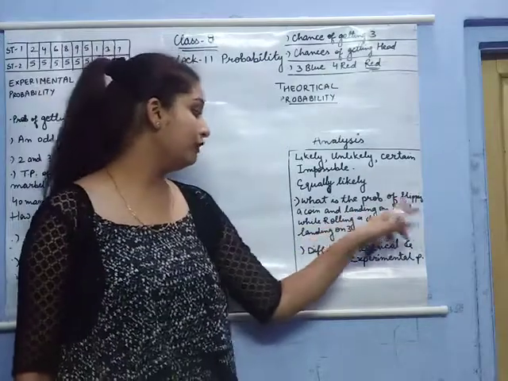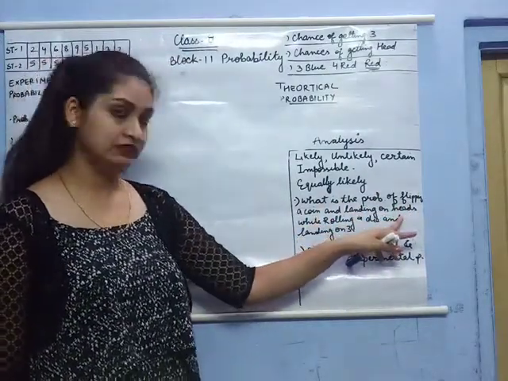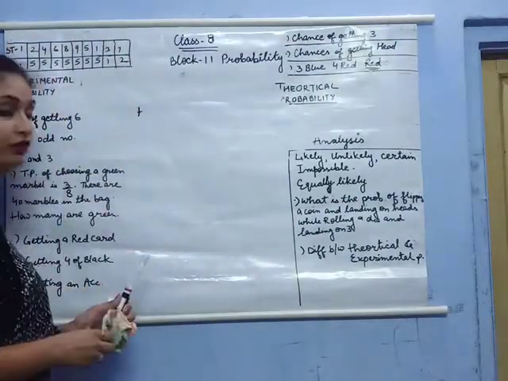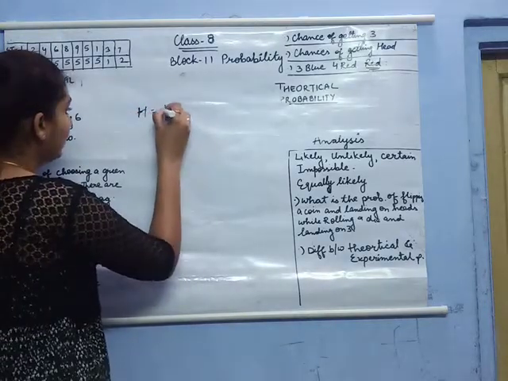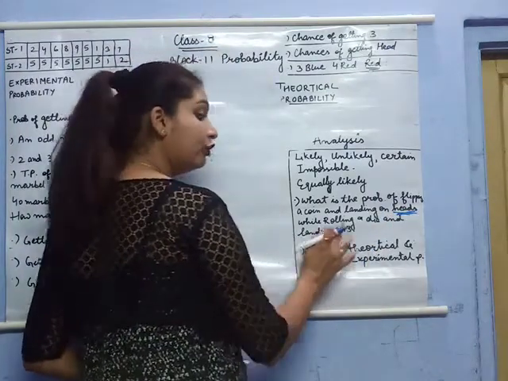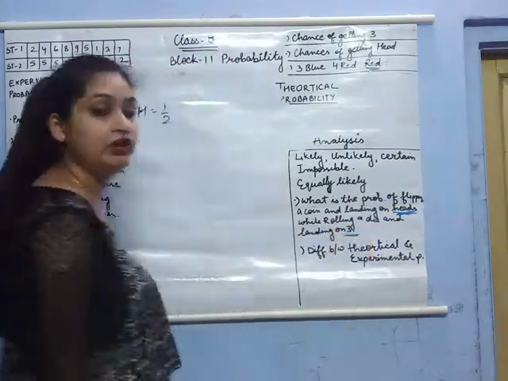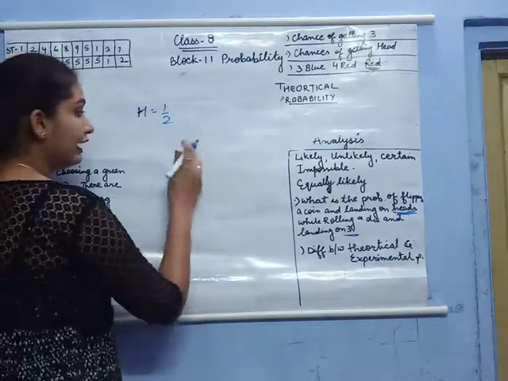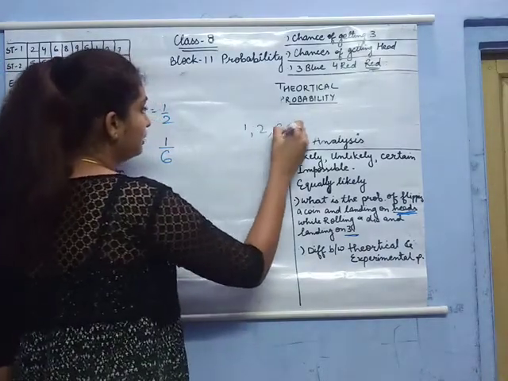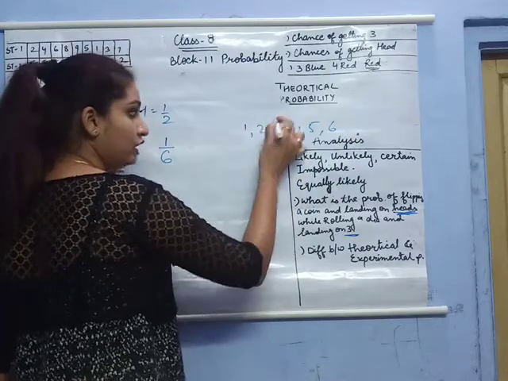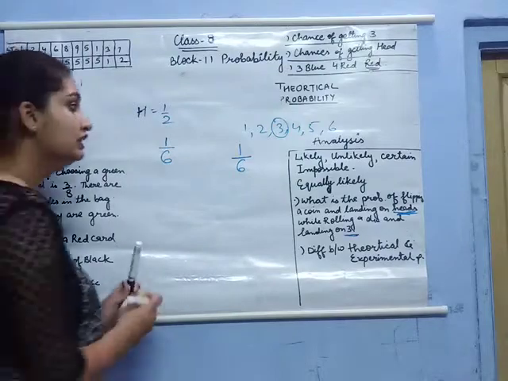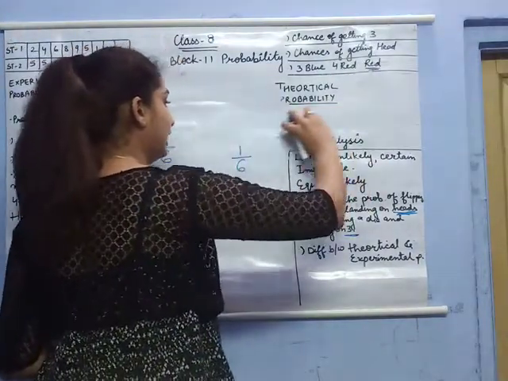What is the probability of flipping a coin and landing on heads? We know that getting a head has a probability of 1 by 2. While rolling a die and landing on 3, the probability of rolling a die and getting a 3 is 1 out of 6, because there are 1, 2, 3, 4, 5, 6 total outcomes. We are talking about only 3, so 1 is in the favor, total are 6, so 1 by 6 is the probability of getting 3 out of rolling a die, right?